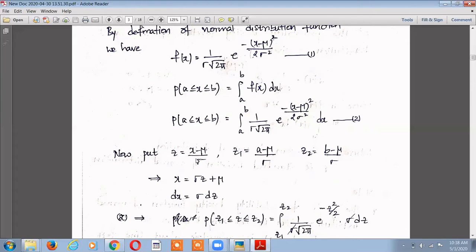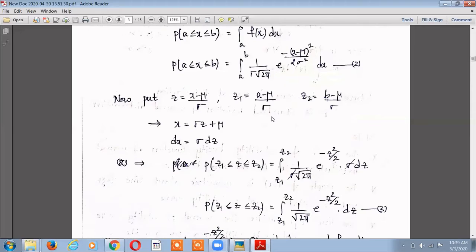If I cross multiply this equation, I get x is equal to sigma z plus mu, where sigma and mu are constants here. If I differentiate this, I get dx is equal to sigma into dz. So now you substitute all these results in equation number 2.